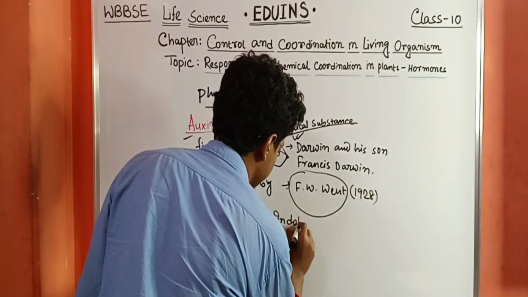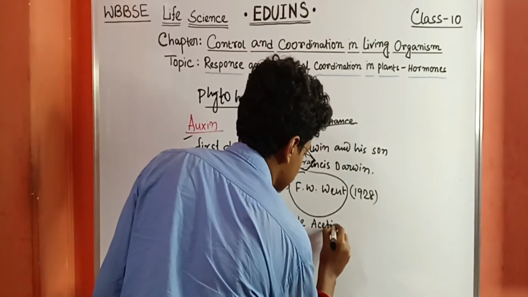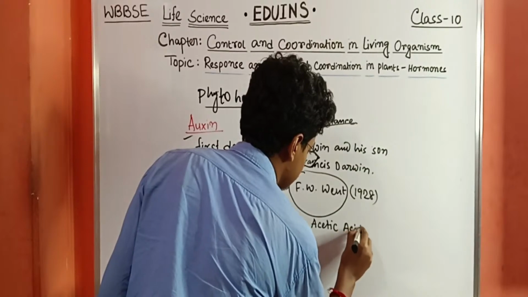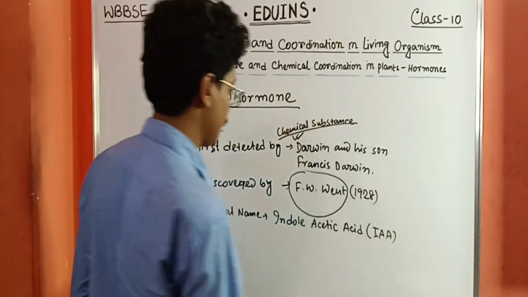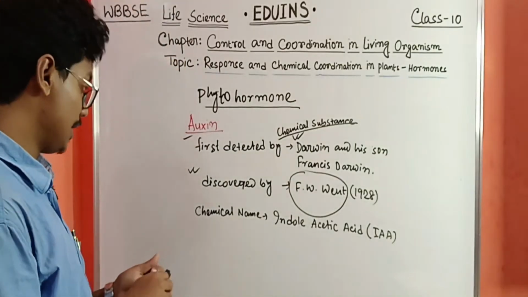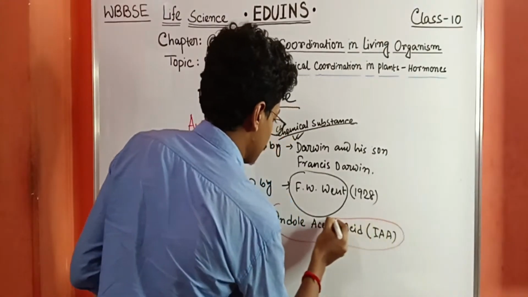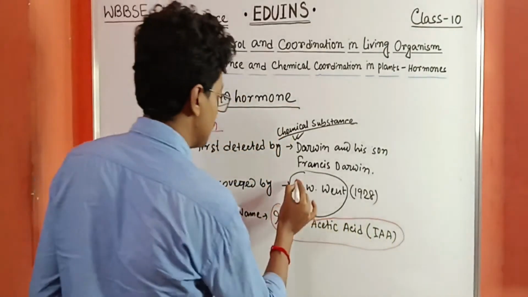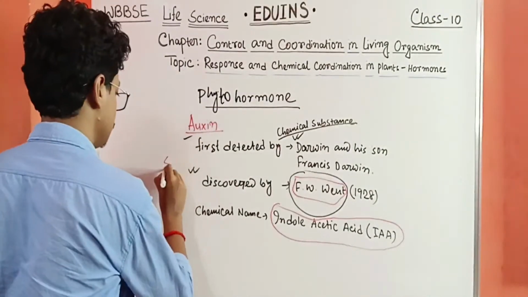The chemical name of auxin is indole acetic acid, that is IAA. This is the chemical name of auxin. These two are important for your short questions.